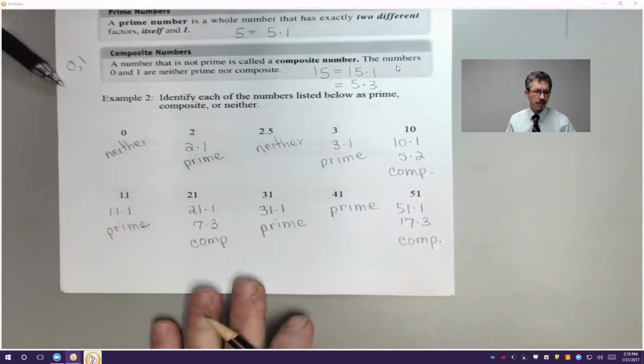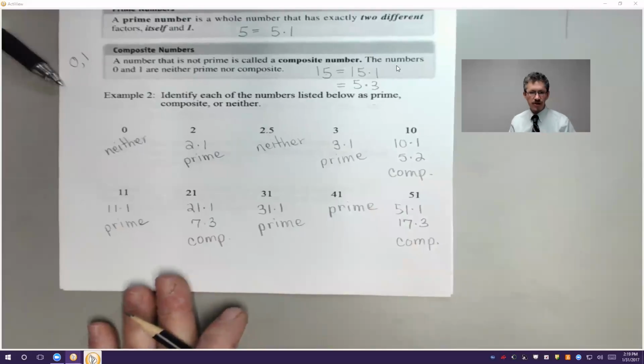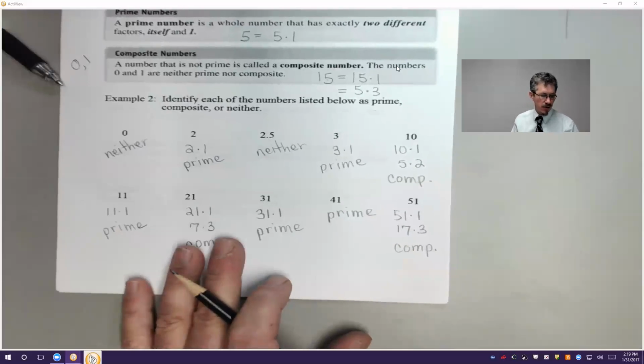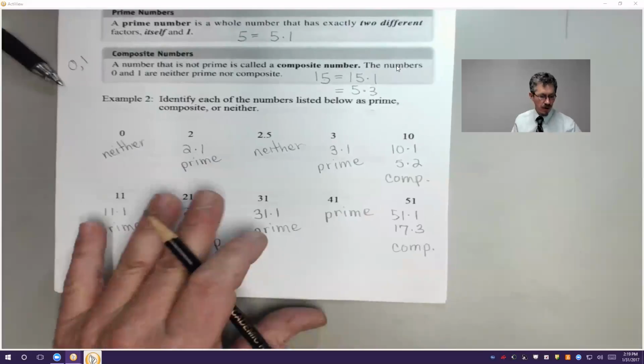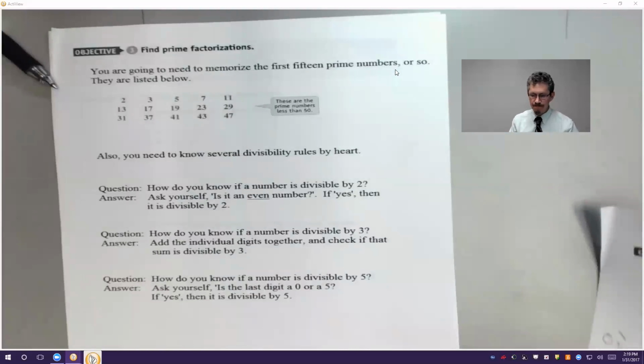So hopefully I'm explaining well enough that you understand the difference between prime numbers and composite numbers. Moving on.